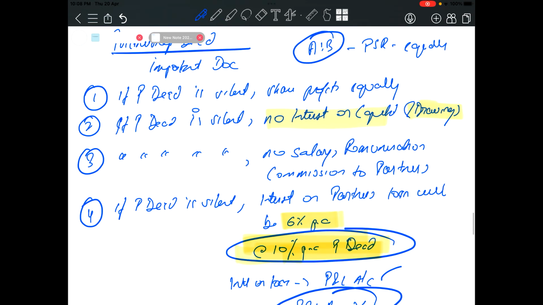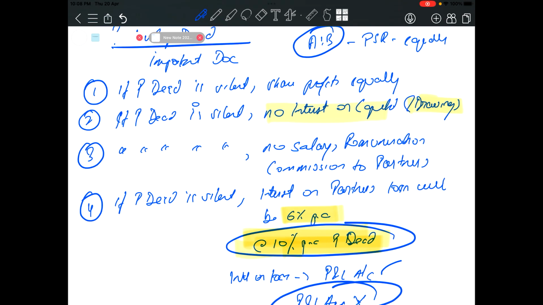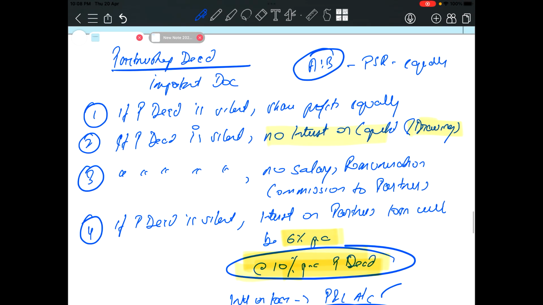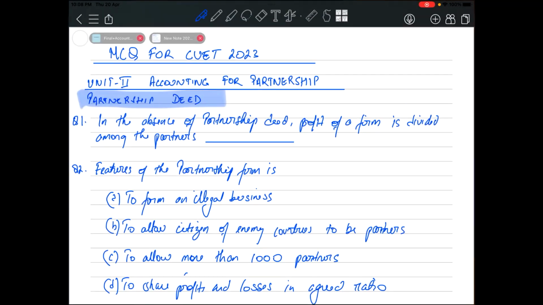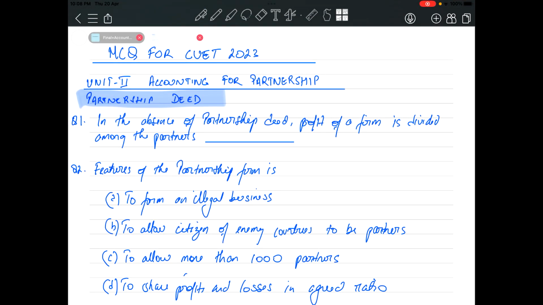Now I hope these 4 points are clear to you. You have to remember these 4 points. These 4 points should be in your mind. If you want, you can note this down. According to these points, now we will solve the questions. So let's come to our first question.